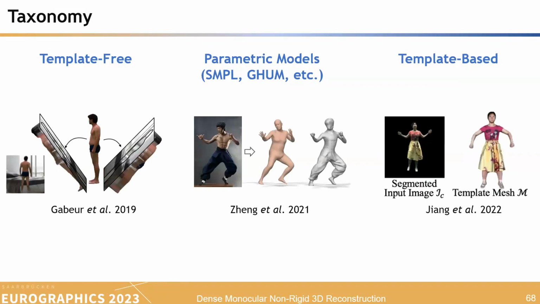So then you have template-based methods where you assume that you have a very high fidelity template available with, let's say, 40K, 50K, 100K points. And then the task is to articulate or deform this in a similar way. But here you have a lot more information that you can use. So let's go over this one by one.